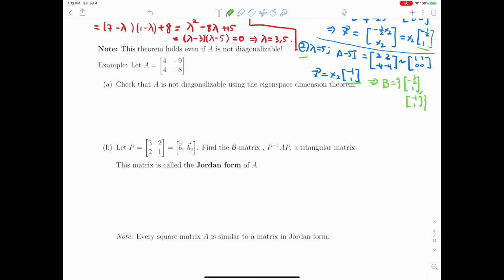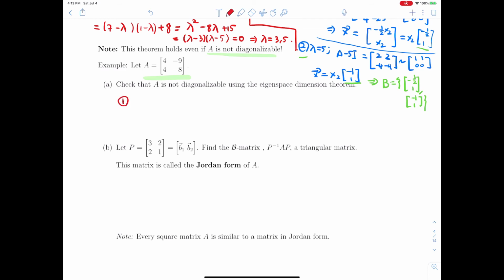Okay, so the theorem above actually holds even if A is not diagonalizable. Suppose that A is given by this 2 by 2 matrix. So let's pause the video and try out part A and part B before I give you the solution. Let's briefly sketch the solution for this problem.